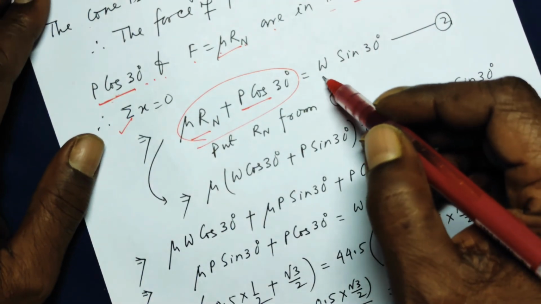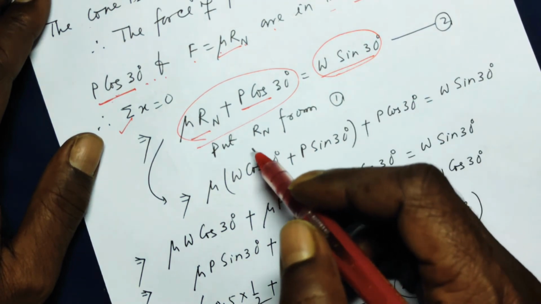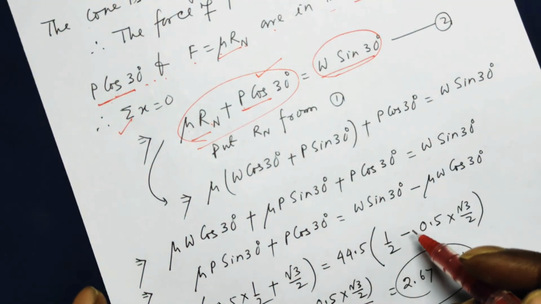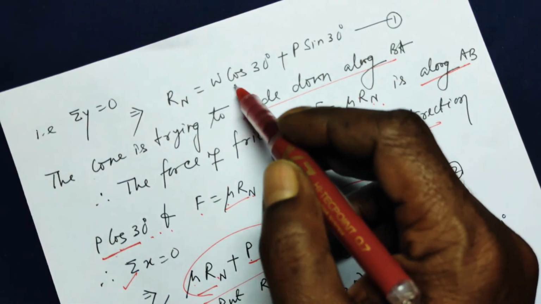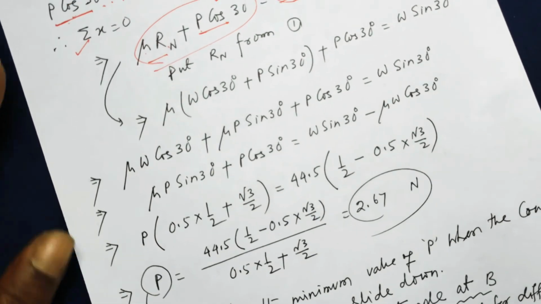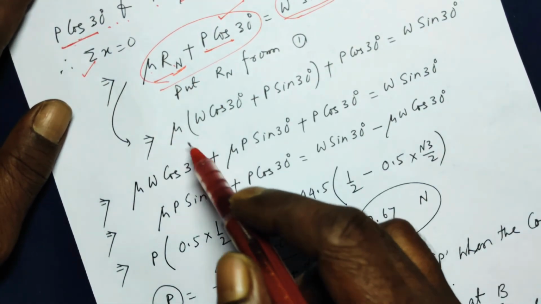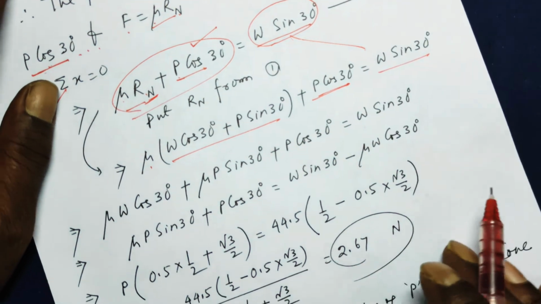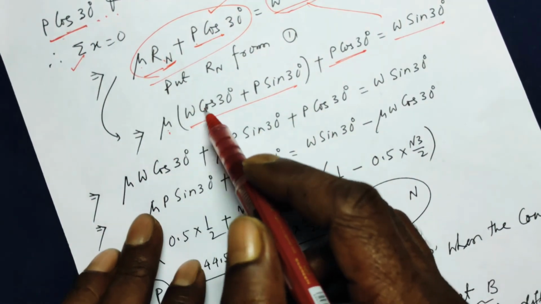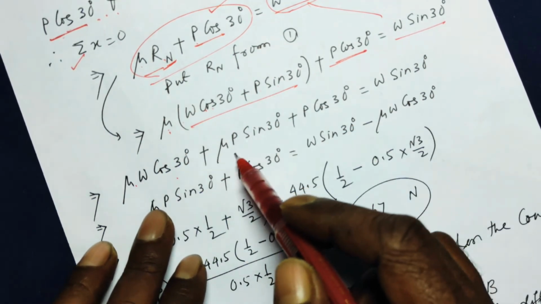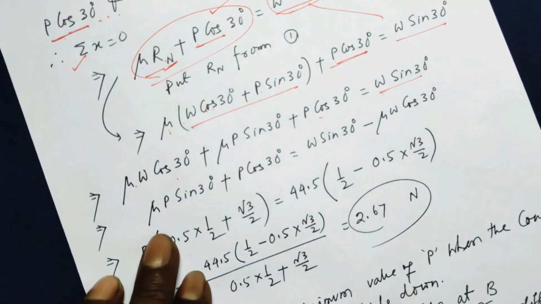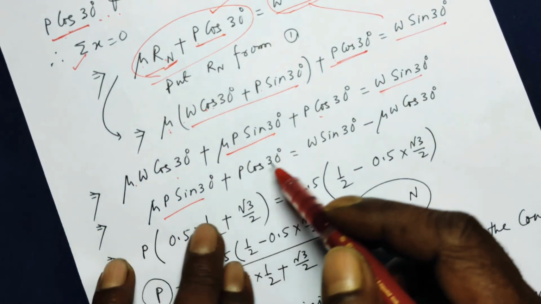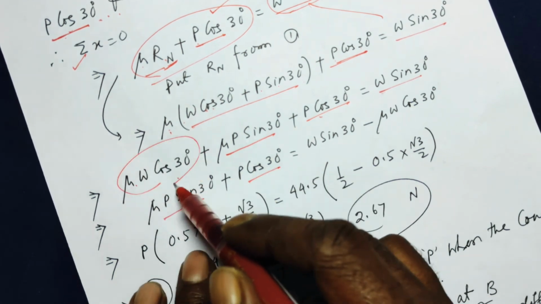So W sin 30 is along negative x-axis, mu Rn and P cos 30 are along positive x-axis. Now put the value of Rn from equation 1 here. So mu times this value of Rn, P cos 30 remains as it is, is equal to W sin 30. Now just multiply, take mu inside: mu W cos 30 plus mu P sin 30 plus P cos 30 is equal to W sin 30. Now mu P sin 30 is here and P cos 30 is here. Take this term to the right hand side.